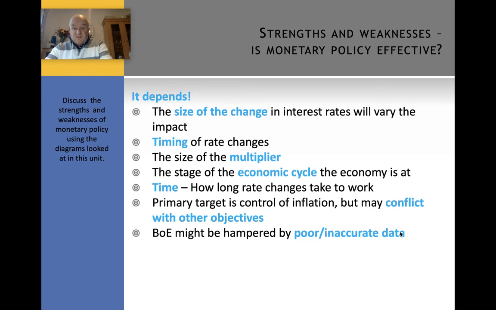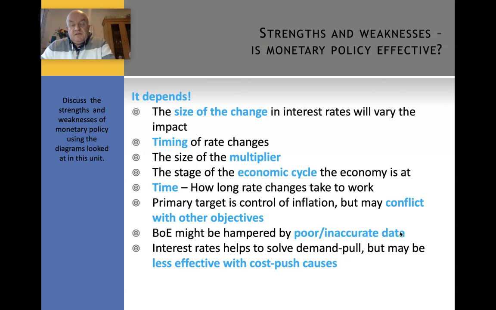When the Bank of England is deciding on monetary policy and how they're going to implement it, maybe some of the data that they're using could be poor or inaccurate, and that could affect the quality of the decision making. Although, having said that, they seem to have done a reasonable job over the last few years, as we've said, in terms of meeting their targets for managing the inflation rate.